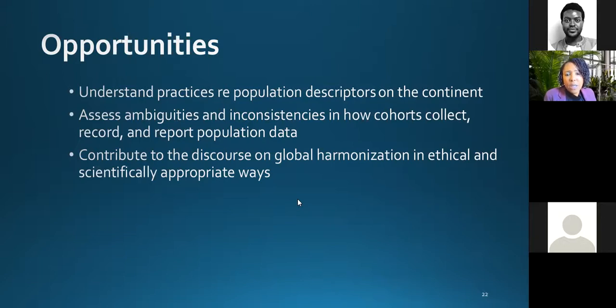Opportunities to assess ambiguities and inconsistencies in how cohorts collect, record, and report population data, and an opportunity to contribute to the discourse on global harmonization in ethical and scientifically appropriate ways. We need all hands on deck, global involvement in this effort. So that's all I have for now.